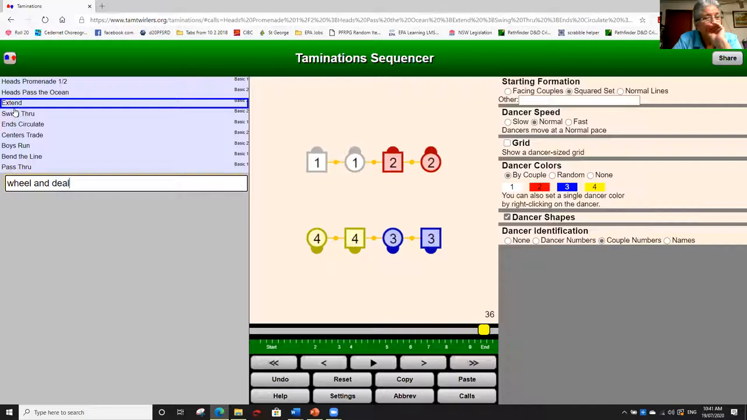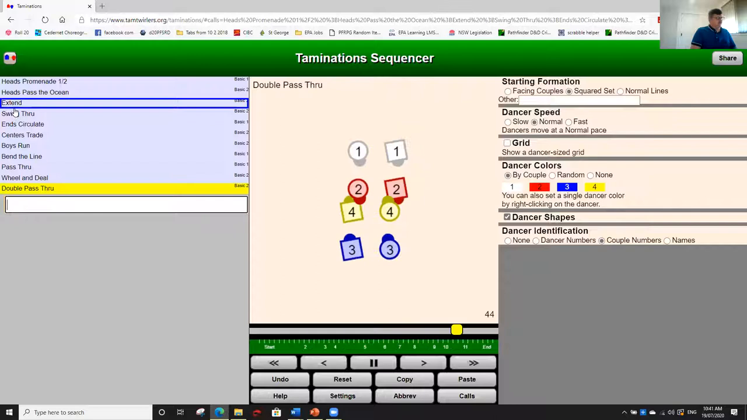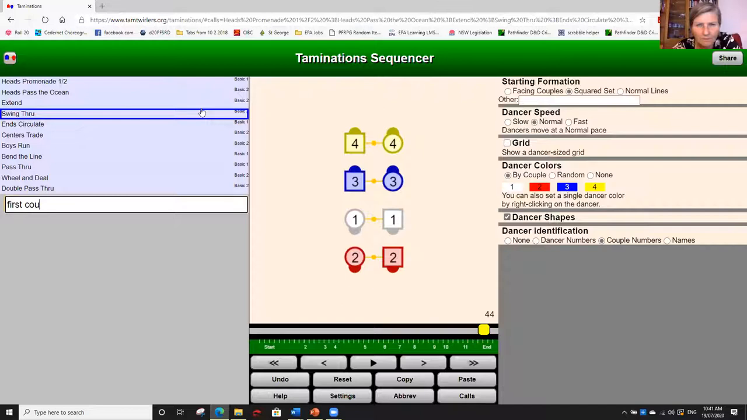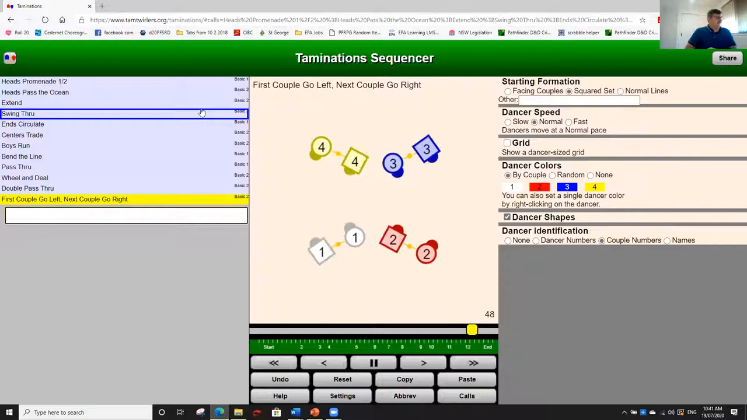Pass through, wheel and deal. Double pass through, somebody finish it. First couple go left, comma, next couple go right. Is it gonna work? Oh, look at that. There you go. Okay. Now.